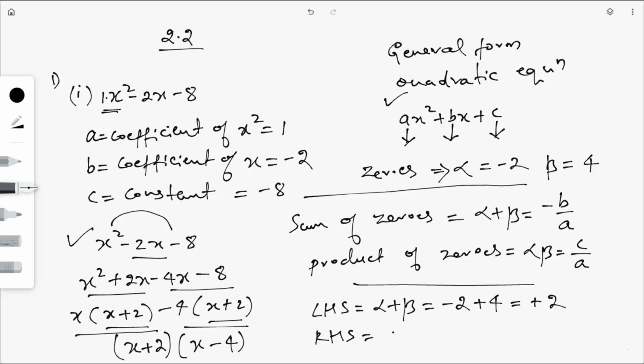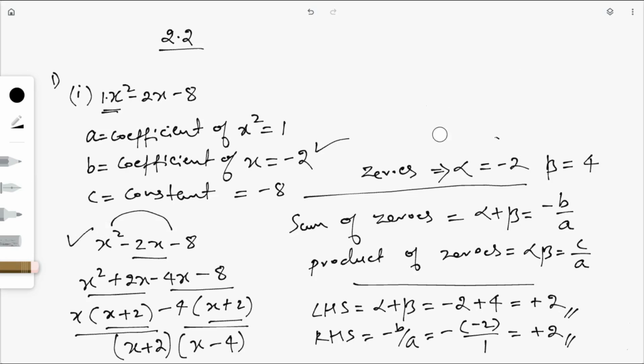What about RHS? RHS in the first case is minus b by a. Minus what is b? B here is minus 2. And what is a? A is 1. So now minus into minus is plus, plus 2. So LHS is equal to RHS. So the first one is verified, that is alpha plus beta is equal to minus b by a.